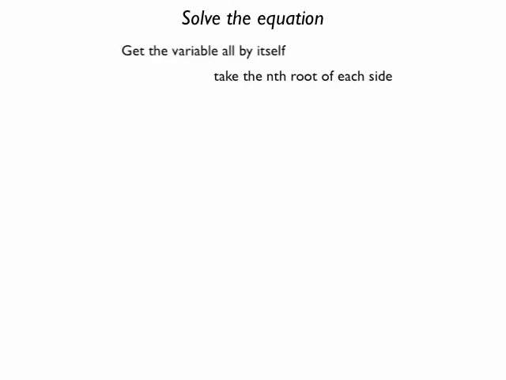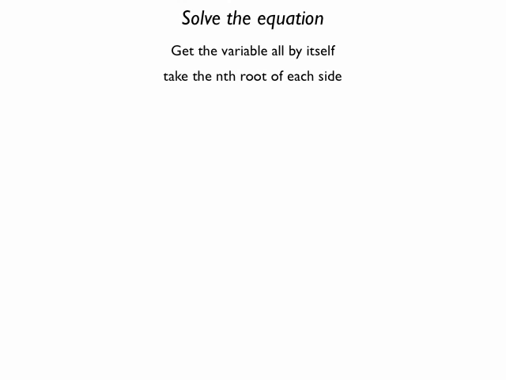So in this case, I gave you a couple hints here. What we're going to have to do is get the variable all by itself. We've been doing that since Algebra 1. Then you're going to take the nth root of each side. So for example, if it was x squared, you take the square root. If it was x to the third, you take the cube root. X to the fourth, take the fourth root. X to the fifth, take the fifth root.